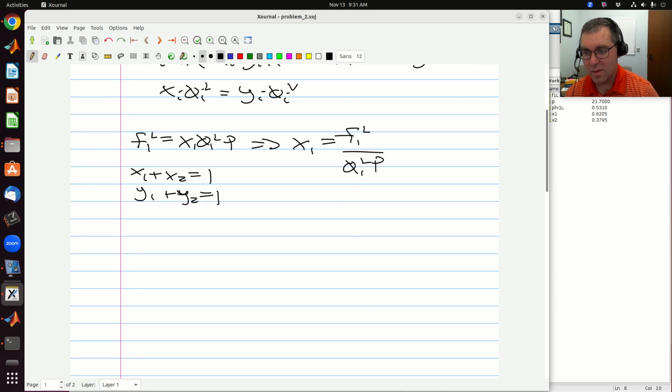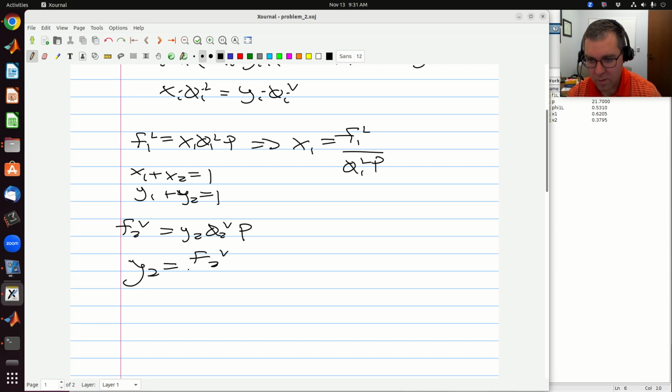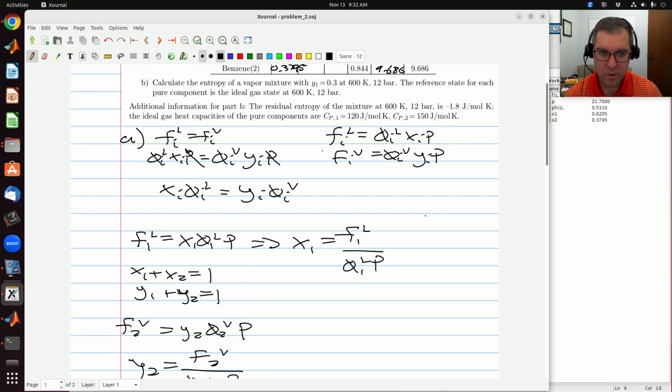Okay, so it's going to be the same thing. So the fugacity of component 2 in the vapor is going to be equal to y2 times phi2v times p. So solving for y2 is going to be equal to f2v divided by phi2v times p. Okay, so let's put it in practice.